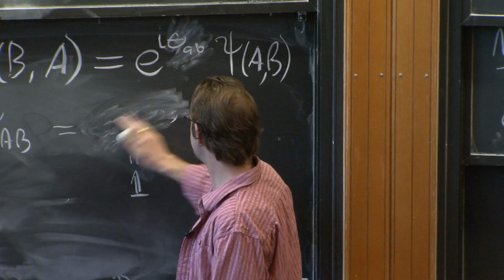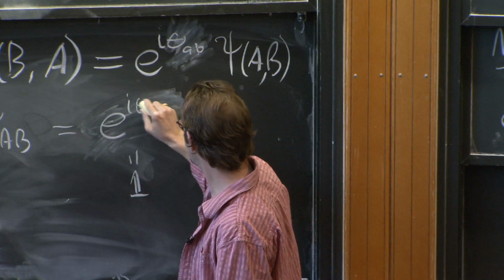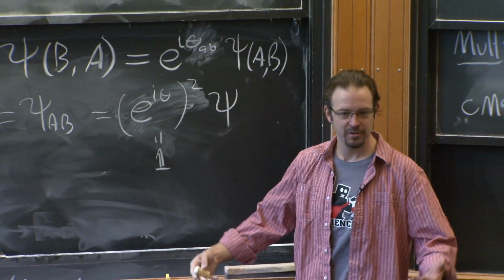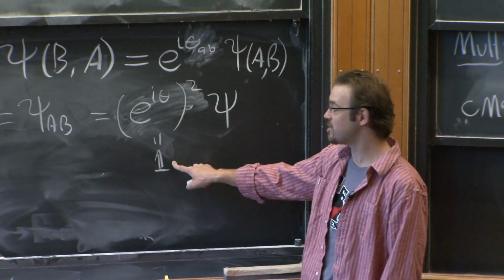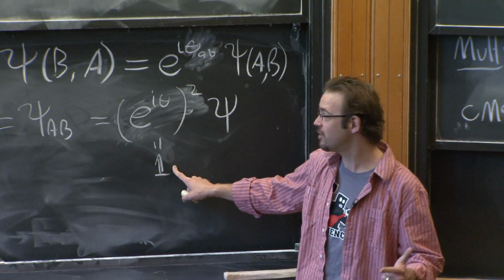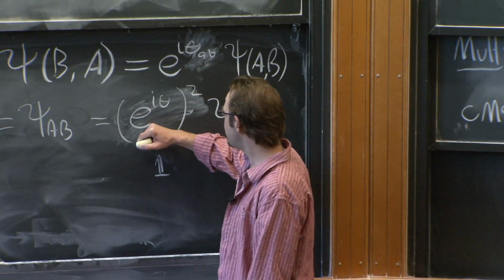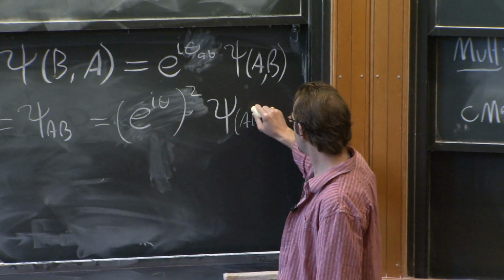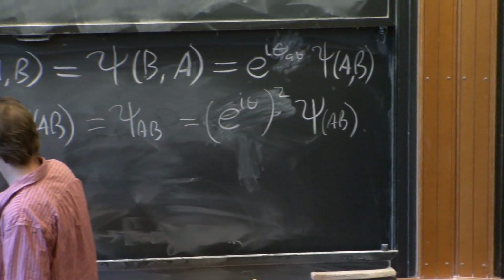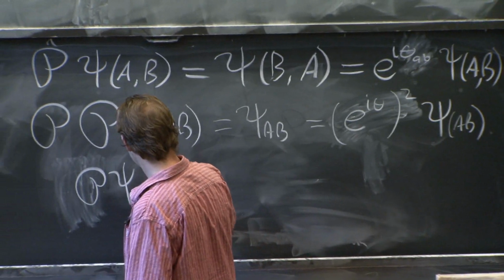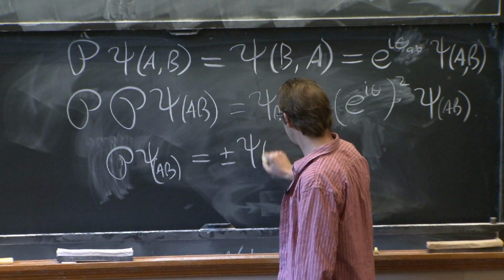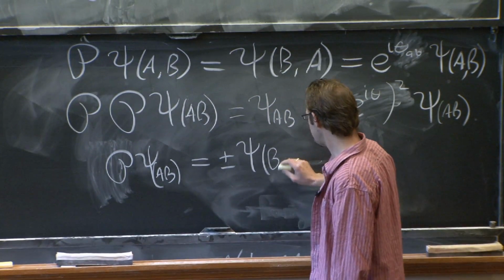Let me write this slightly differently. This is e to the i theta, squared, is equal to 1. So what must be true of e to the i theta, our phase? It's a number that squares to 1. So it could be one of two values. It could be 1 or it could be minus 1. That's it. So what that tells us is that script P on psi AB is equal to plus or minus psi BA. Oh, sorry, AB.